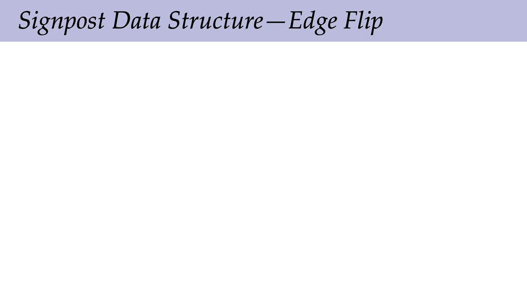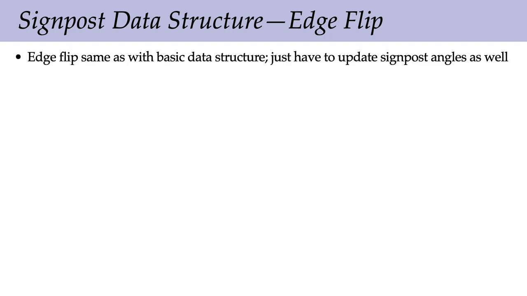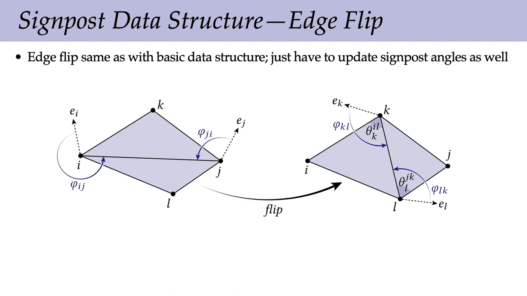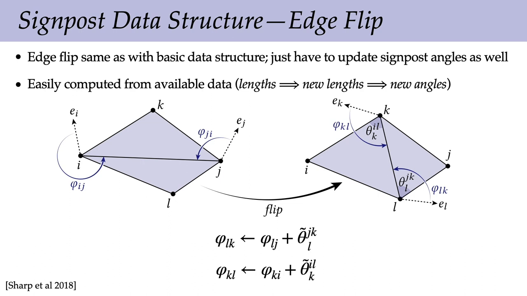So let's say you want to do an edge flip with the signpost data structure. Well, then it's going to look just like the basic data structure, right? We flip the edge and we compute the new length, the length of the opposite diagonal. But we have to do one more thing, which is to compute the direction of the new edge at its two endpoints. And that can be done just by a little calculation involving the angles that can be computed, again, from the edge lengths.